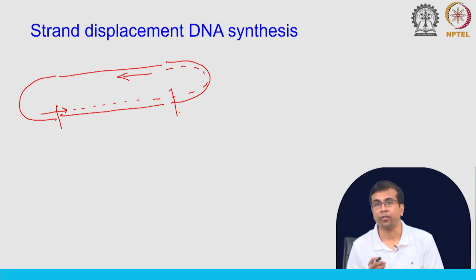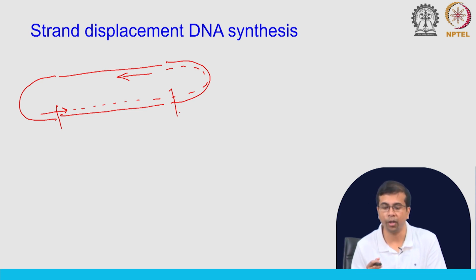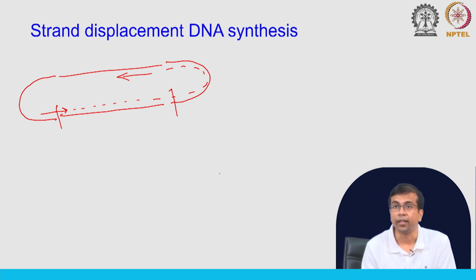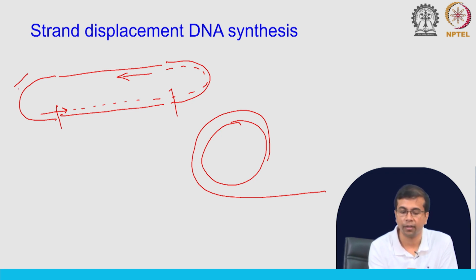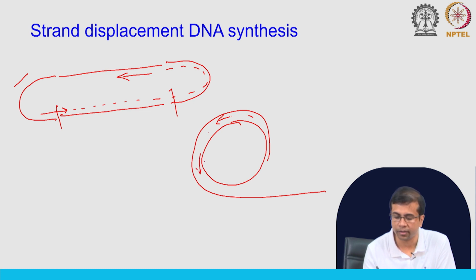Now, another way you can run this sequencer is something called strand displacement DNA synthesis. Depending on the polymerase, if you consider this as a circular molecule, you can simply continue to synthesize this molecule over and over again. If you just imagine this here and convert it to a circle, you can just keep on going, synthesizing the same molecule over and over again.